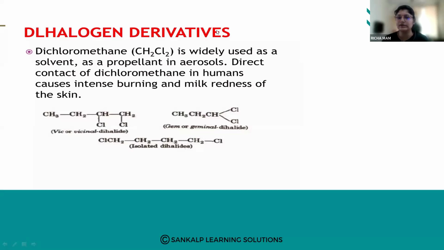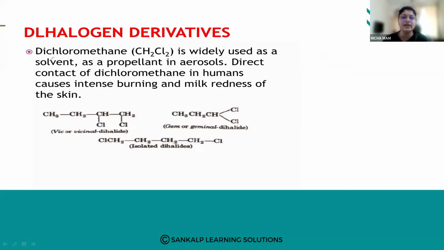So these are the application part. We are going to see the application part. So what are the dihalogen derivatives? Suppose I have a methane group. In methane, when two of the hydrogens are replaced by halogen atoms, then they result in dihalogen compounds. So we are going to see some examples of dihalogen derivatives.